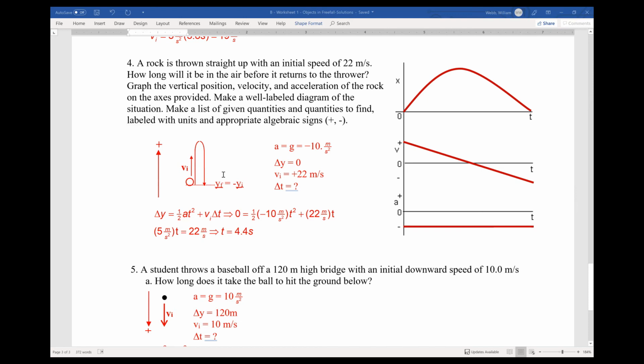I know my final position is going to equal my initial position, but kind of, I think that's a Y.